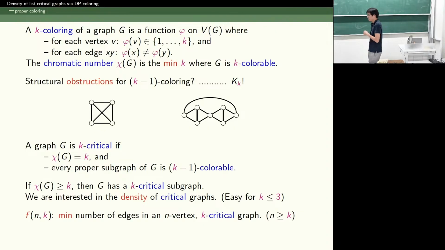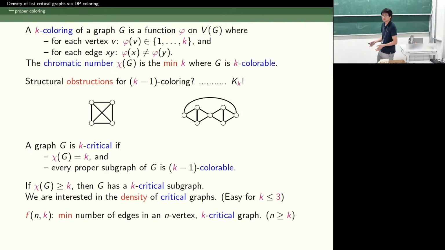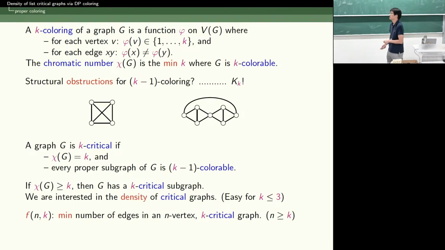And we're going to define this function f of n comma k. This is the minimum number of edges in a k-critical graph on n vertices. And of course, n has to be at least k, because if you have fewer than k vertices, then your chromatic number will never be k. You can just give them all different colors. So whenever you see n, it's at least k, and whenever you see k, it's at least 4.